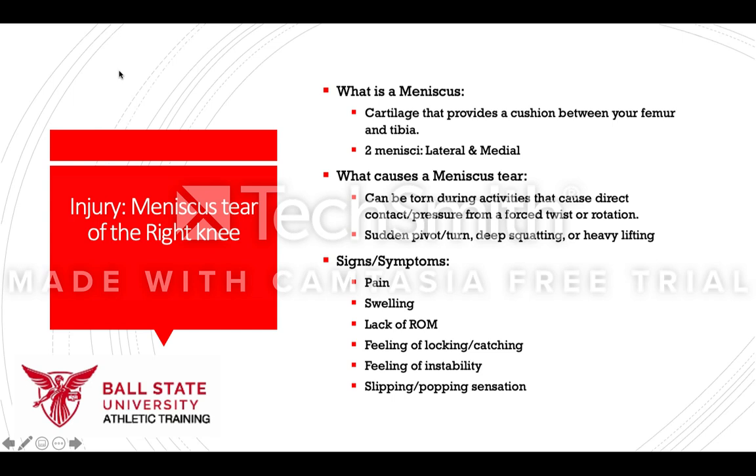A torn meniscus can be caused by direct contact or pressure from a forced twist or rotation within that knee joint, like a sudden pivot or a turn. These can also be caused by deep squatting or heavy lifting when using your knees. Some signs and symptoms that come along with a torn meniscus are pain, swelling within the knee joint, and lack of range of motion, where we aren't going to be able to get that full extension or flexion. Patients may also feel locking, catching, a feeling of instability, or a slipping and popping sensation within that knee joint.